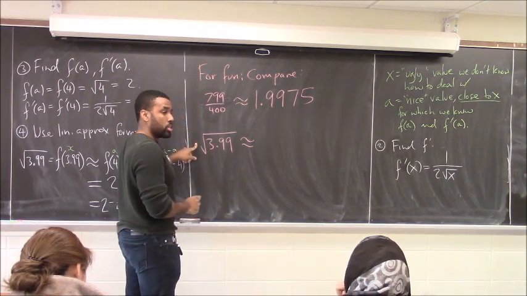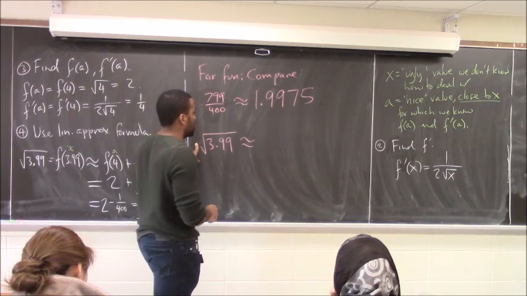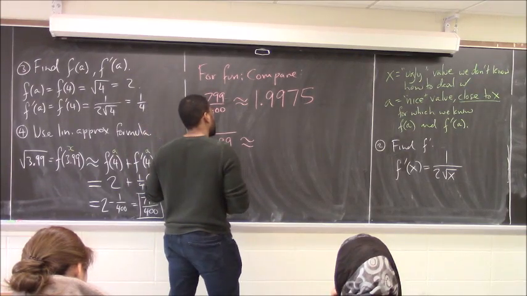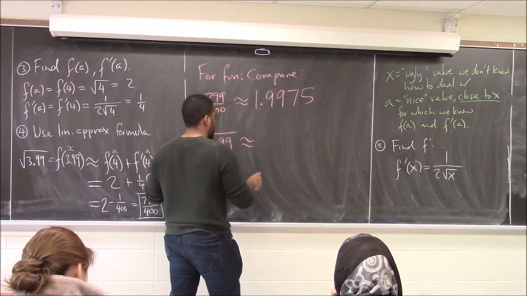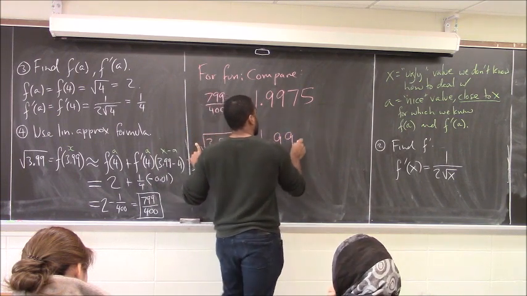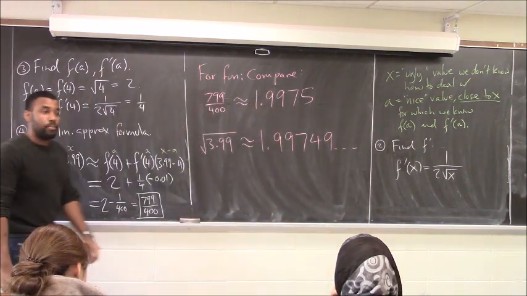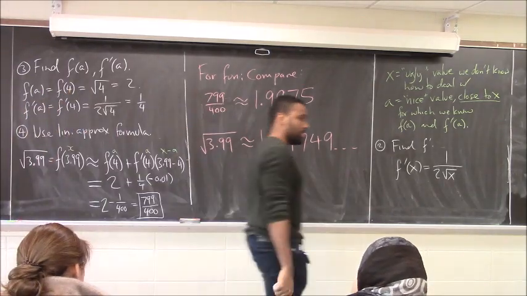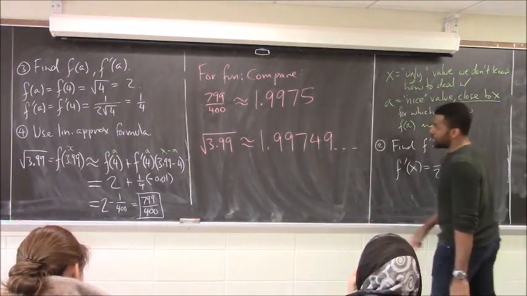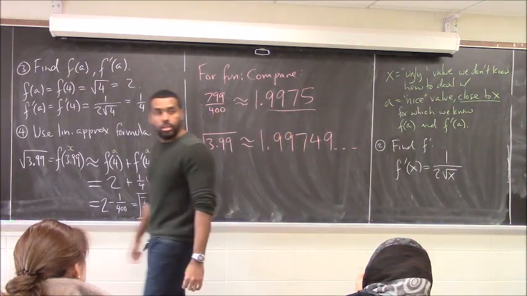Actually put this in. Use the square root function in your calculator: square root of 3.99. It's very close. Well, what is it? 1.99749. Well, look at that. No calculator, nothing up my sleeve, no magic tricks. And I was correct, with rounding, up to 4 decimal places.